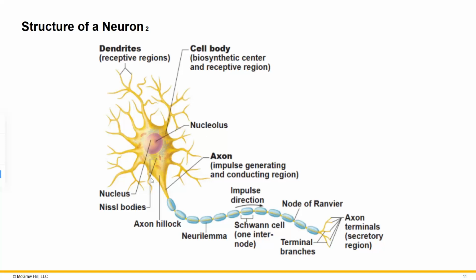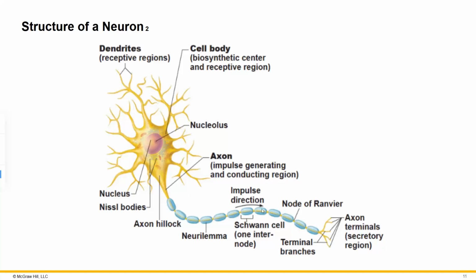Then you have this axon hillock. The axon hillock is where the signal accumulates. We'll learn more about what I mean by that once we get into the nerve impulse. The axon here transmits the impulse down to the axon terminals.